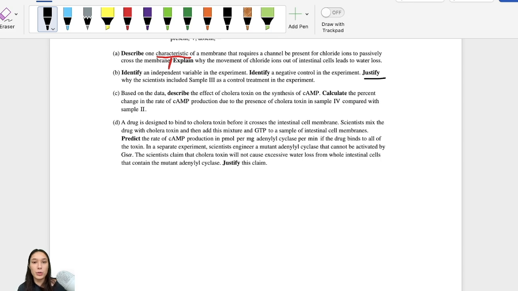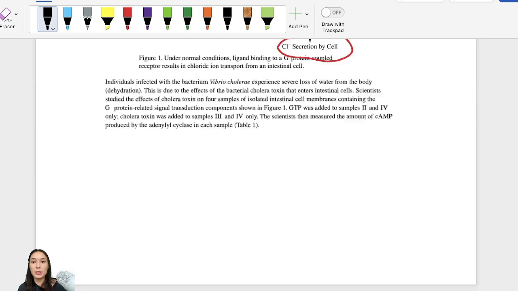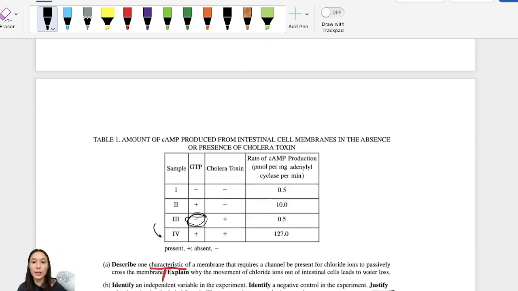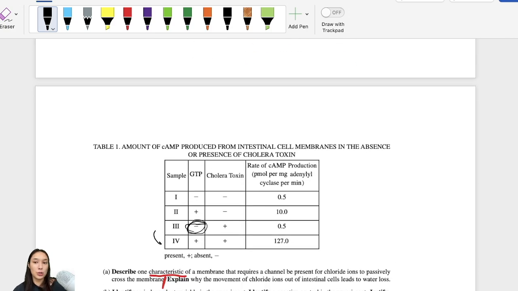Okay. So now let's go back up to our table. This is not going to tell us anything. This is just the pathway. This is giving us what's actually happening to the cyclic AMP production. Okay. So if we're looking at the effect of cholera toxin, we obviously need to look at a sample that does have cholera toxin and a sample that does not have cholera toxin.